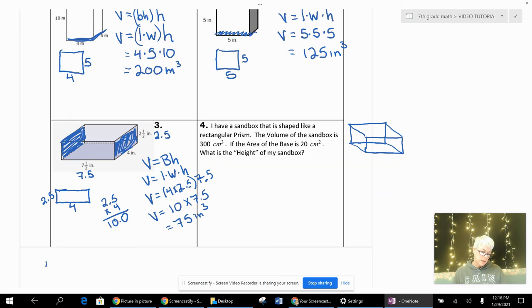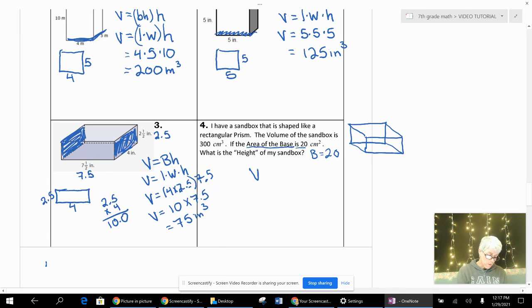So it says, I have a sandbox that's shaped like a rectangular prism. The volume of the sandbox is 300 centimeters cubed. If the area of the base, big B, is 20, what is the height? Okay, this is actually pretty easy. Probably the easiest problem on here, but it's going to trip you all up because this is a work backwards problem. And this emphasizes why you need to start with the formula.